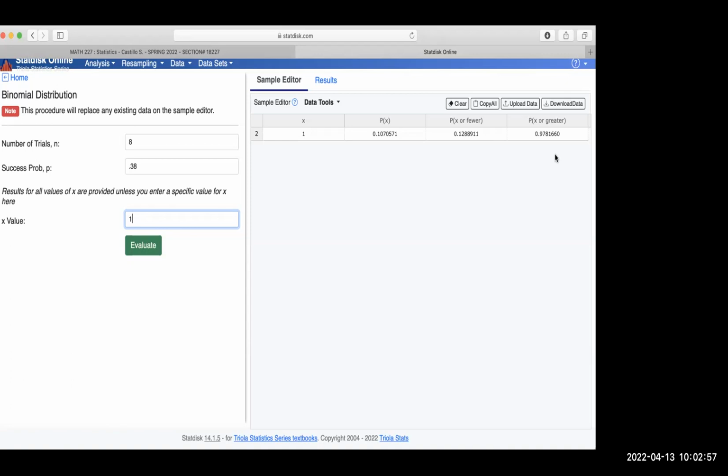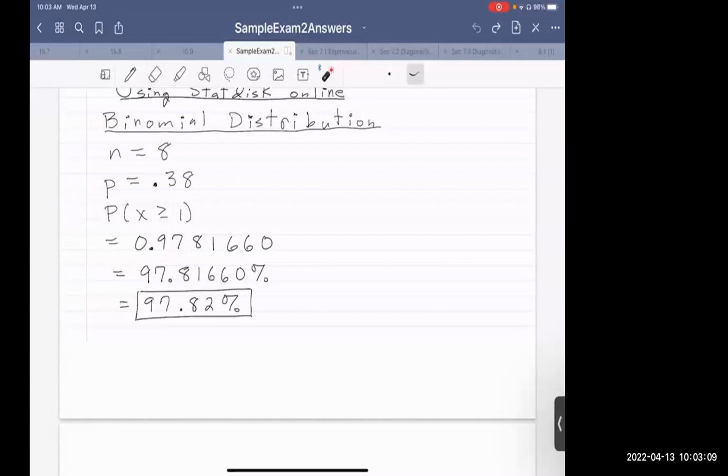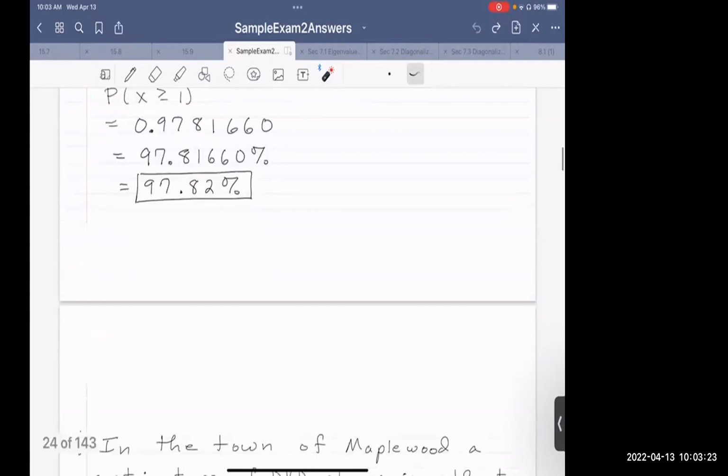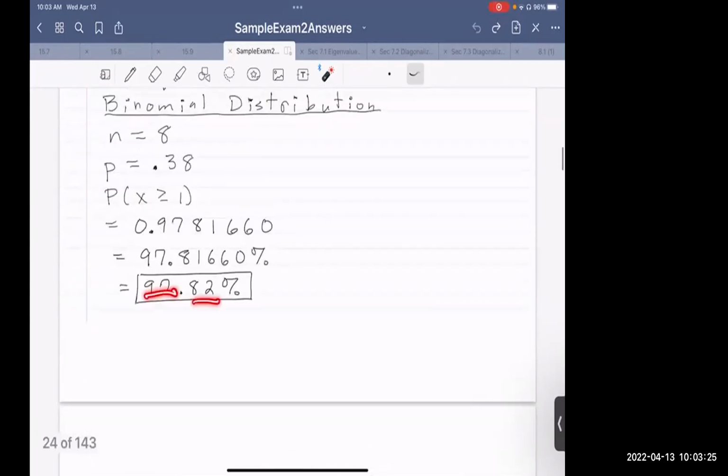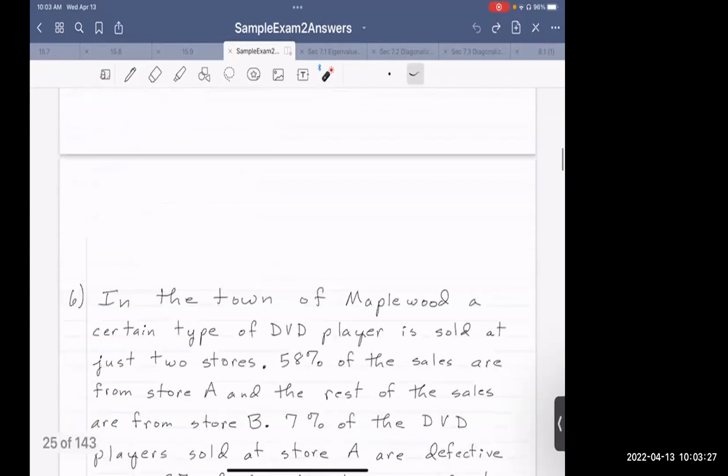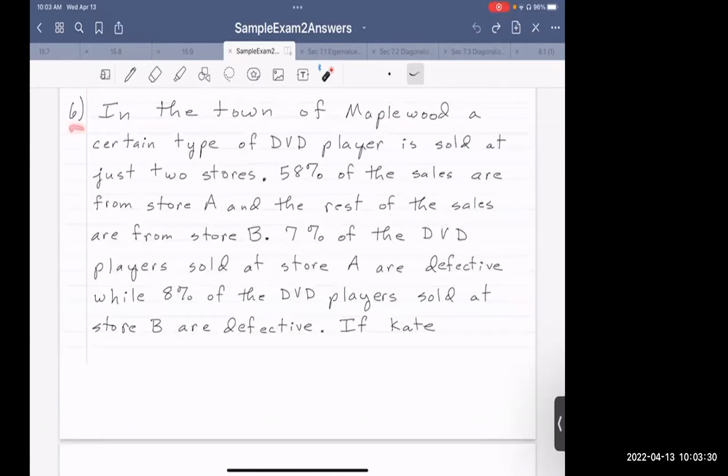Okay, so let me type that into my computer. And so I have 0.978166. Move my decimal place 2 places to the right, 97.8166%. Round to the nearest hundredth of a percent. And so I have 97.82%.